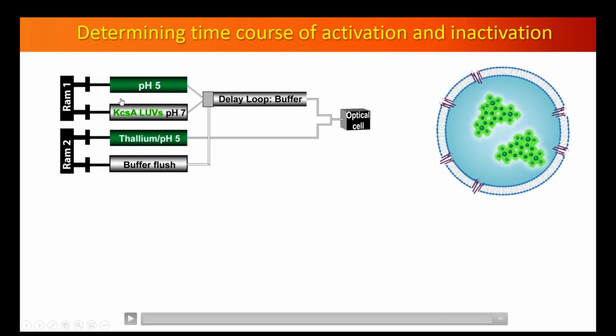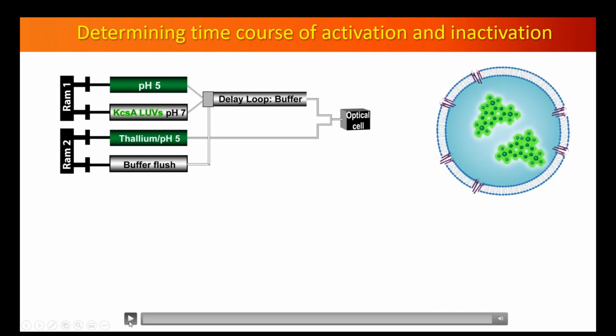And here's a brief video of how this experiment is conducted. But first, I want to just start off by saying this is a scheme of how sequential stopped-flow works. It has 2 RAMs. RAM 1 controls 2 syringes. One syringe is loaded with pH solution, and the other syringe is loaded with KcsA reconstituted into LUVs at pH 7 where it's closed. The third syringe is loaded with thallium, and the fourth syringe is buffer that just flushes the delay loop.